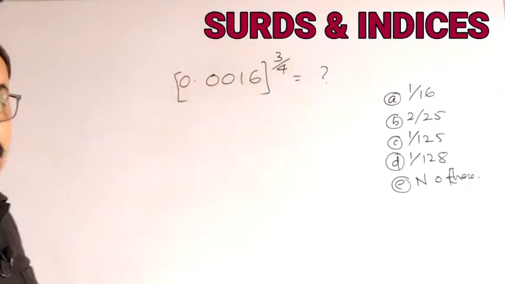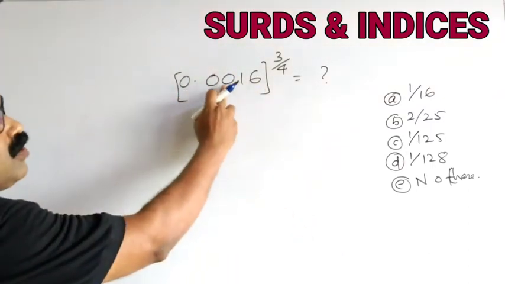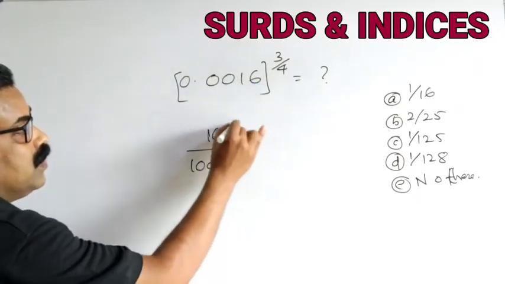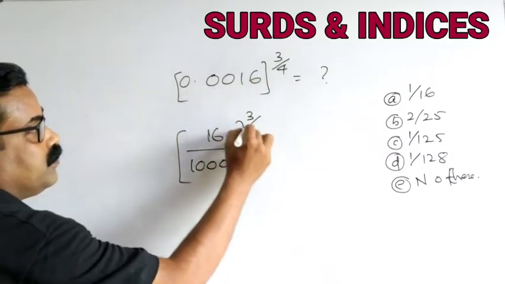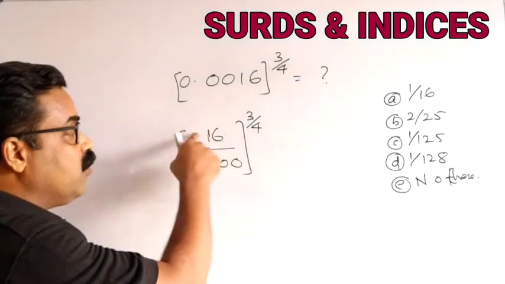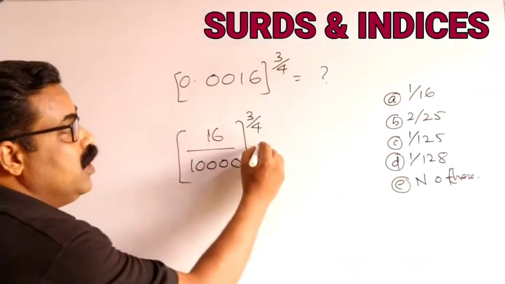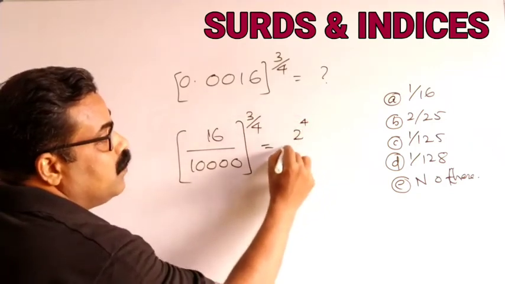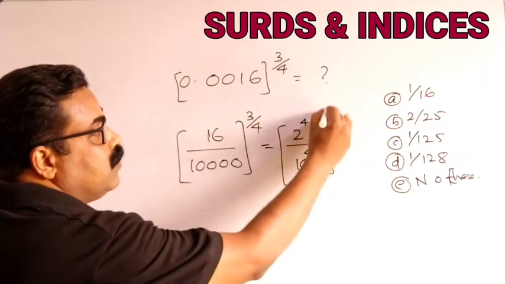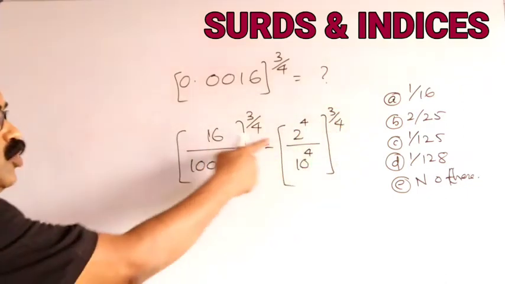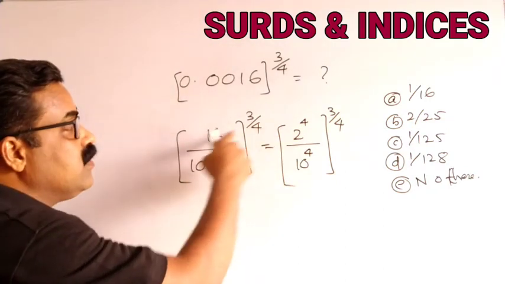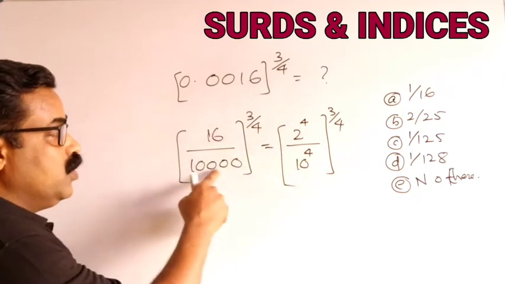So how to solve this type of question? Simply write 0.0016 as 16 by 10,000 power 3 by 4. Again, if this is the number 4, we have to express this in terms of powers of 4. So I can write it as 2 power 4 by 10 power 4. 16 is 2 power 4, 2 into 2 into 2 into 2. 10 power 4 has 4 zeros.